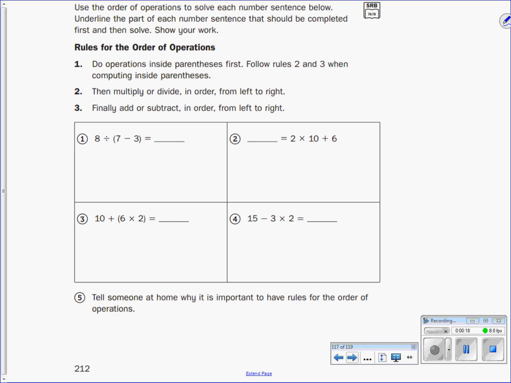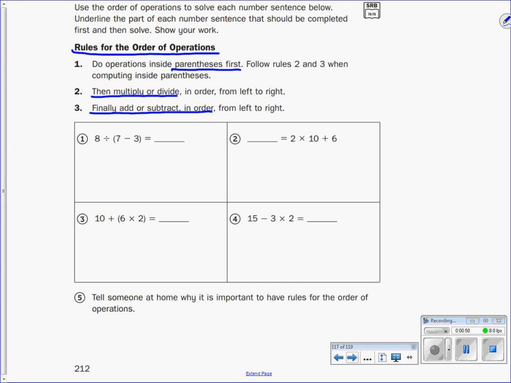We looked at a list of rules on what you're supposed to do. So here are our rules of operations, okay? Number one, you do the operation inside the parentheses first. Follow rules 2 and 3 when computing inside the parentheses. Then number 2, we multiply or divide in that order from left to right. So multiplication would be first, and then division, and then finally we add or subtract in that order from left to right, which means addition would come before subtraction.